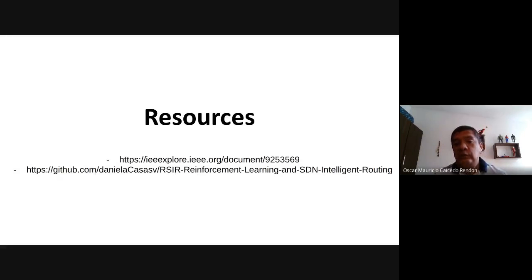If you want to explore this solution, the full explanation of the solution you can find at this URL. You can download the paper, and on GitHub you can download all the scripts that we developed in order to implement our solution.